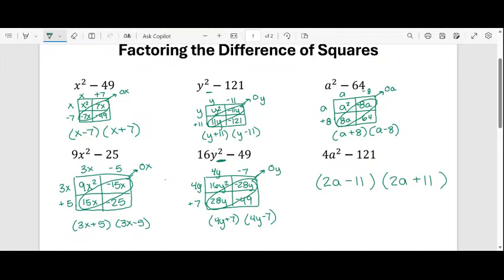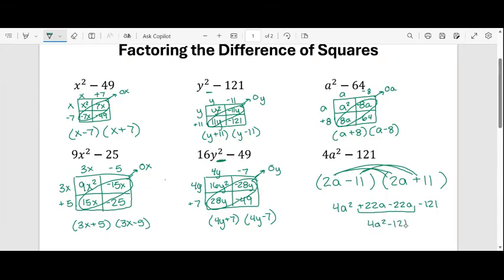Pretty cool. I'm going to prove to you that this works. We did it without the factor square, right? Now we can multiply these binomials together. So I'll do 2a times 2a, which is 4a squared. 2a times positive 11, which is positive 22a. Negative 11 times 2a, which is negative 22a. And negative 11 times positive 11, which is negative 121. And when we combine our two like terms that are right here, we get 4a squared minus 121.